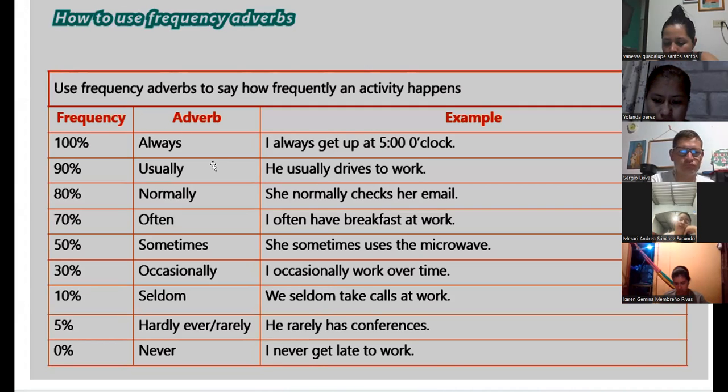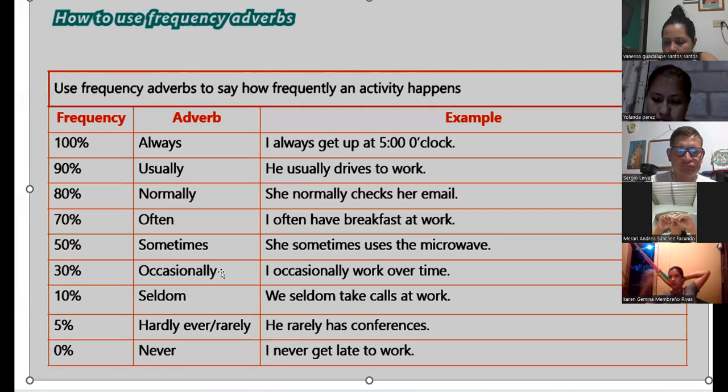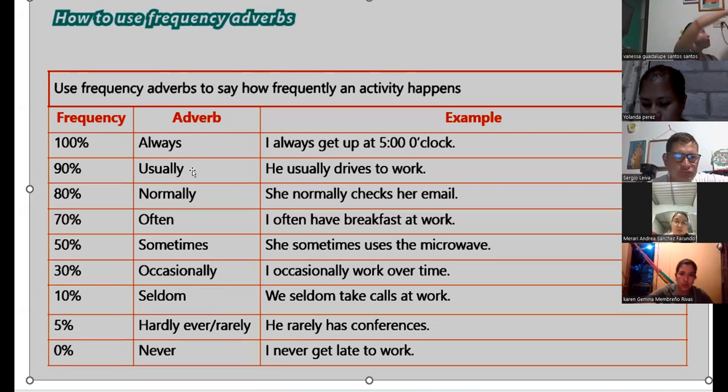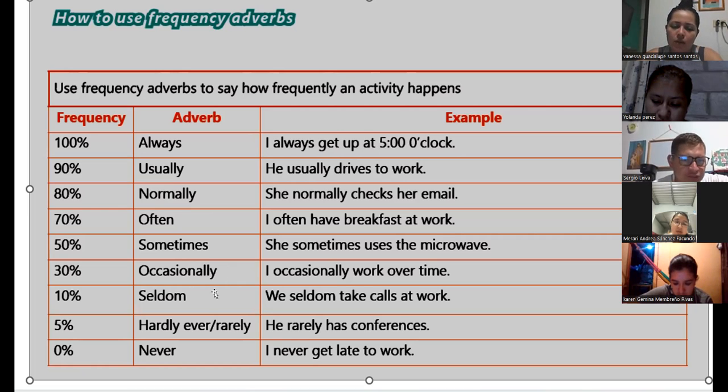Always, usually, normally, often, sometimes, occasionally, seldom, hardly ever, rarely, never. Okay, which ones are they? Can you please read them, everybody? Always. Usually. Normally. Often. Sometimes. Occasionally. Seldom. Hardly ever. Rarely. Never.